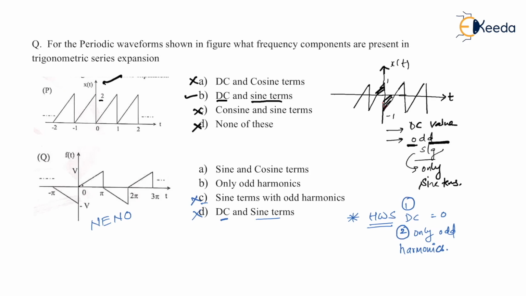Secondly, option A also we cannot be so sure because for that we have to actually solve and check whether it will have sine as well as cosine terms. But one thing is very clear, since it is a half wave symmetry signal, definitely it will have only odd harmonics present. So the most appropriate option I would go for is option B. So I'll cut option A also in this case. Let's move to the next problem.